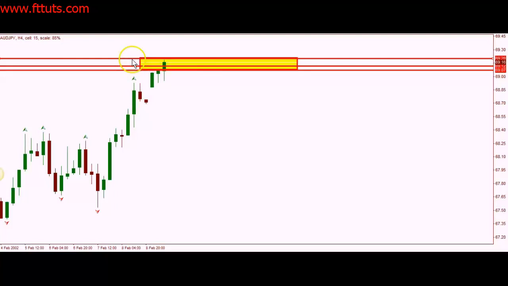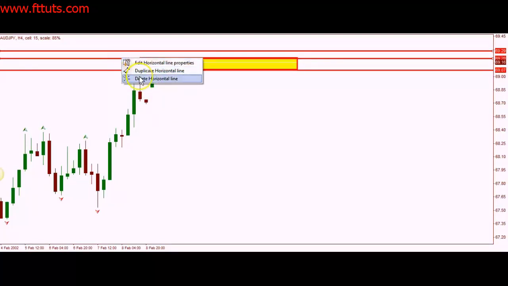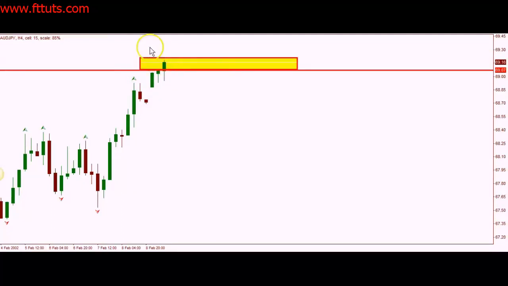All right, so then I'm messing myself up here. I keep hitting duplicate, delete. Okay, so we want to delete these lines. But anyway, now we'll watch the market.